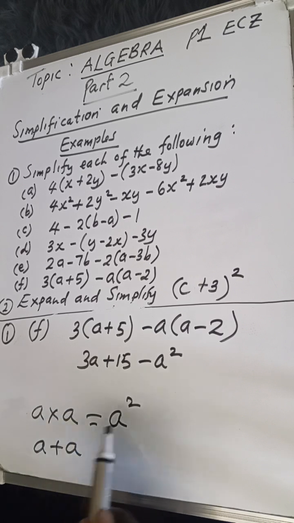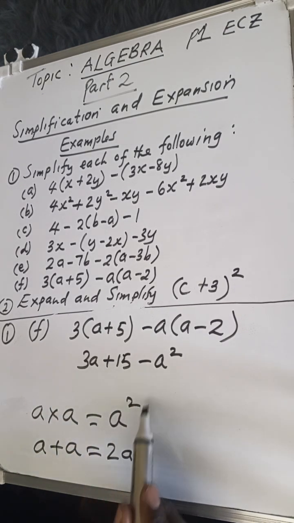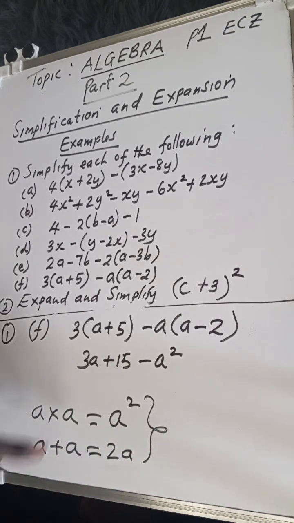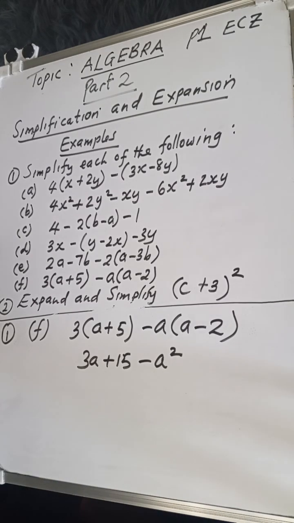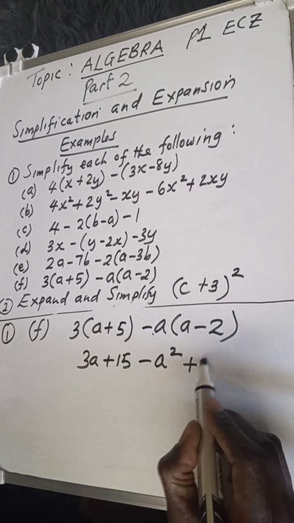The a, because they are the same, you raise them to the power 2. When you are adding, that gives you 2a. So take note of this difference that is there. Don't just be guessing. So take note of the difference that is there. All right, so negative a times negative 2 will give you a positive 2a.